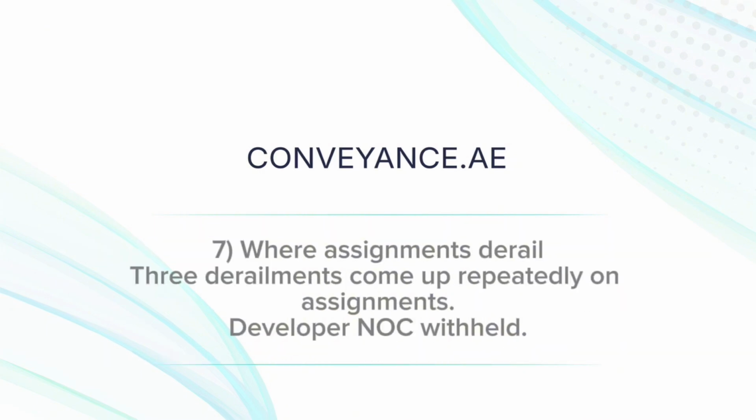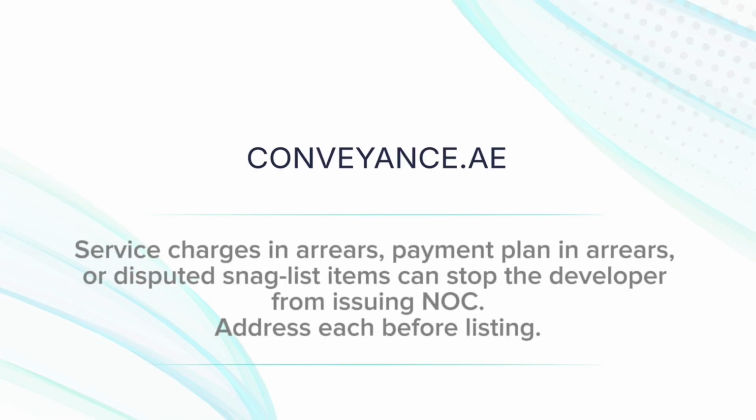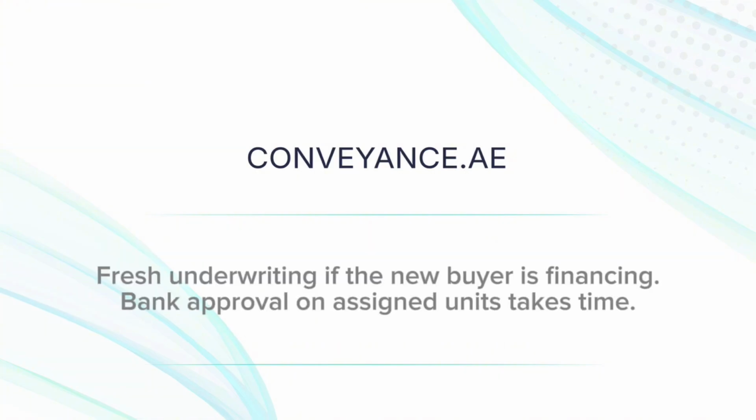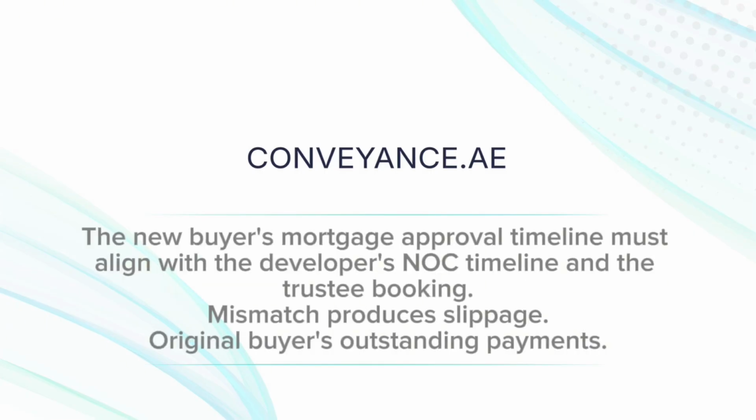7. Where assignments derail. Three derailments come up repeatedly on assignments. First, developer NOC withheld. Service charges in arrears, payment plan in arrears, or disputed snagging items can stop the developer from issuing NOC. Address each before listing. Second, fresh underwriting if the new buyer is financing. Bank approval on assigned units takes time. The new buyer's mortgage approval timeline must align with the developer's NOC timeline and the trustee booking. Mismatch produces slippage.